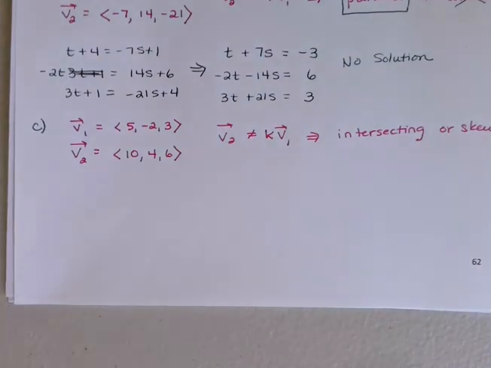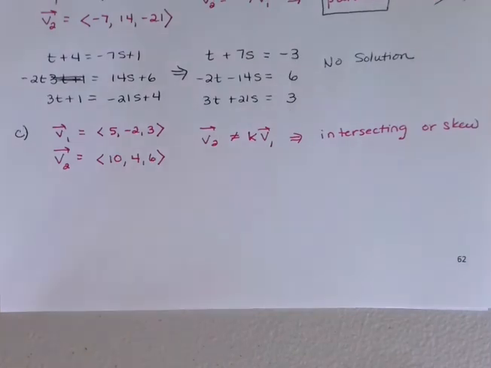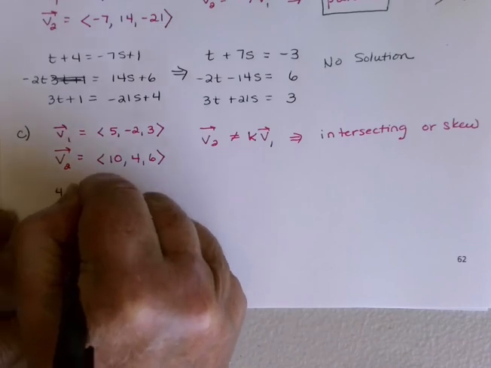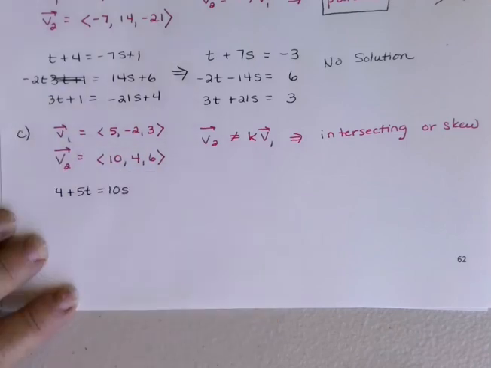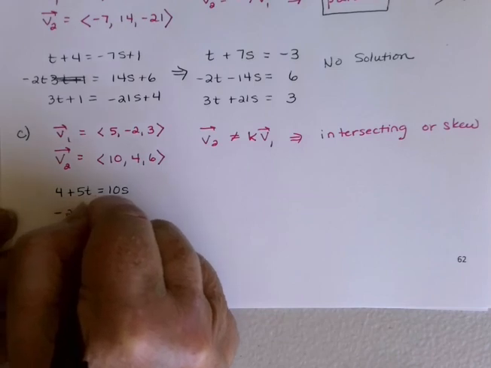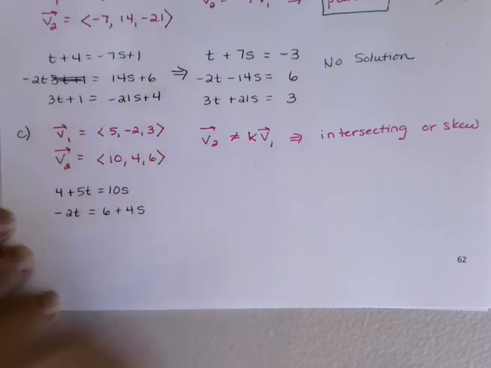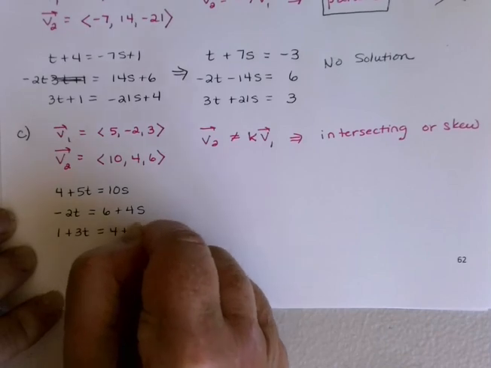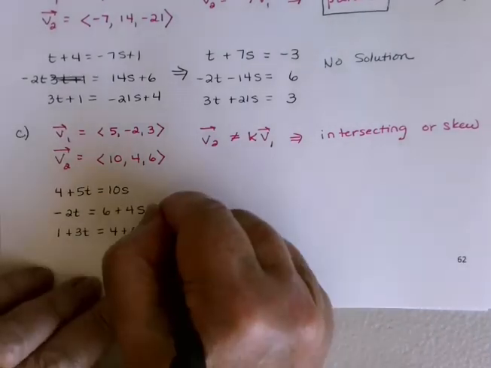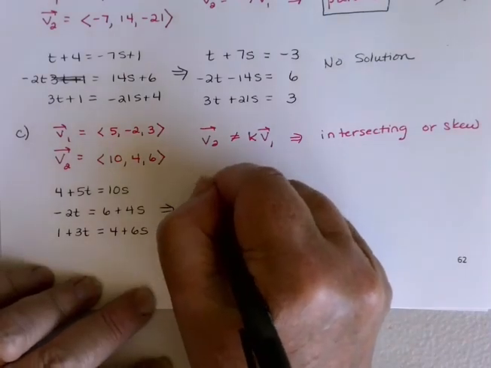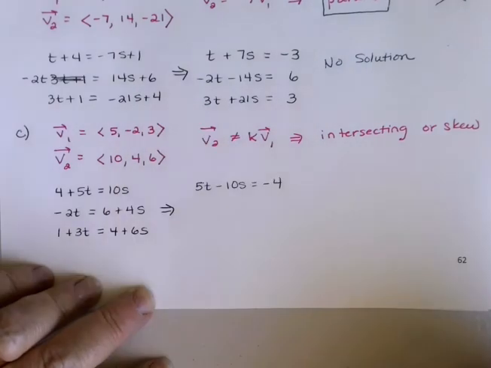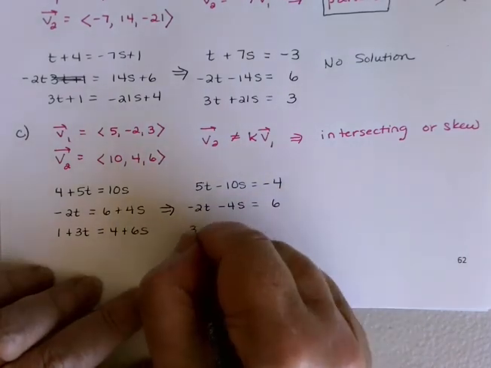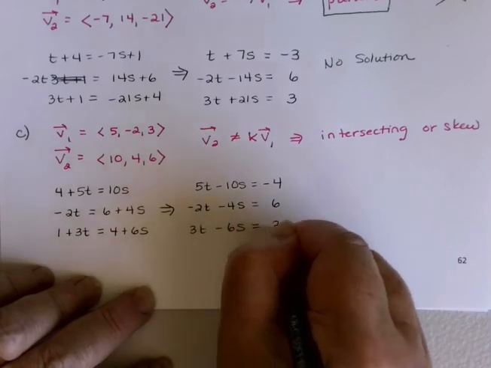To determine which that is, once again, we're going to look for an intersection point and see if we can find it. So once again, we set our x's equal. Looking up to the top of the page, that looks like 4 plus 5t equals 10s. For the y's, I would have negative 2t equals 6 plus 4s. And for the z's, 1 plus 3t equals 4 plus 6s. Getting standard form: 5t minus 10s equals negative 4. Negative 2t minus 4s equals 6. And 3t minus 6s equals 3.